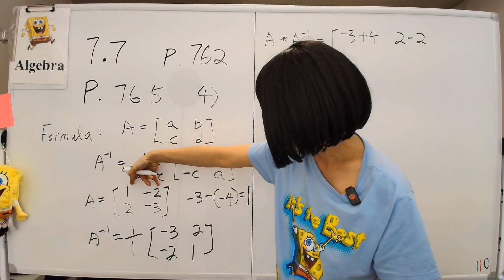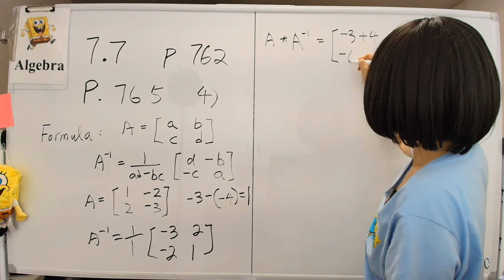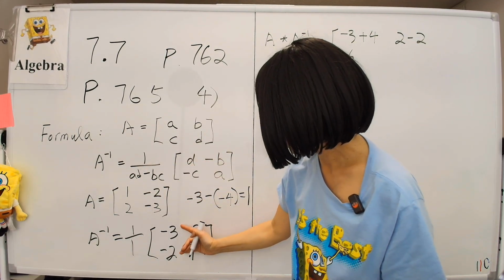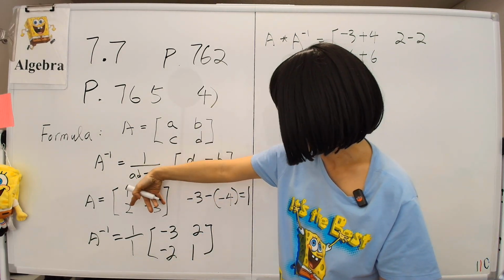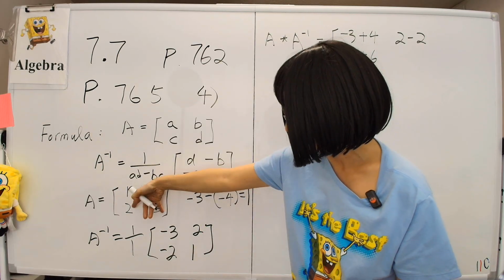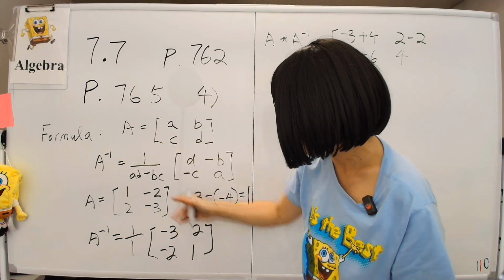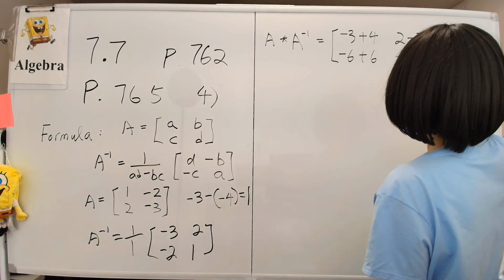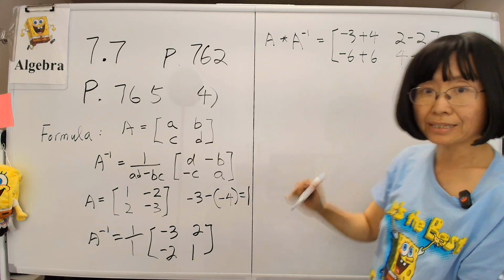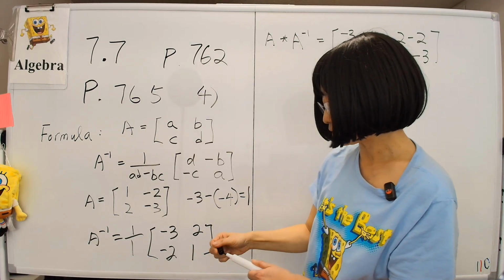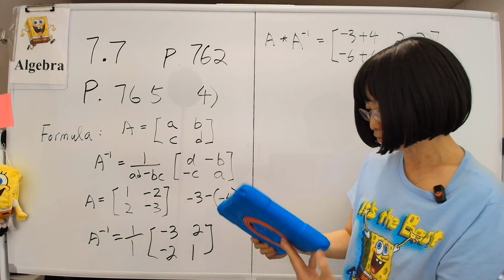Next, the second row times the first column. 2 times minus 3 is minus 6, and then minus 3 times minus 2 is plus 6. And finally, the last row times the second column. 2 times 2 is 4, minus 3 times 1 is minus 3. So as you can see, this is 1, 1, 0, 0. So it is the identity matrix, which means that A inverse is indeed the inverse. This thing is the inverse of A. So we have done the checking, and that should be good enough.